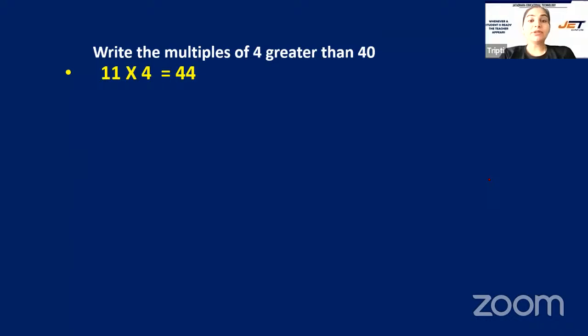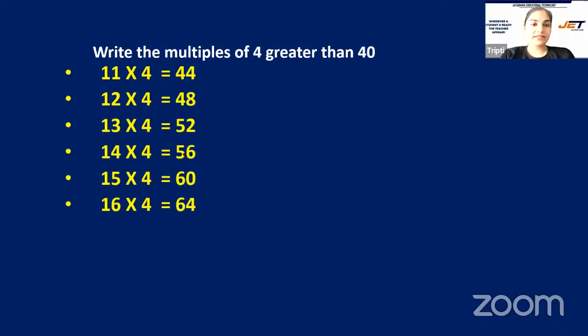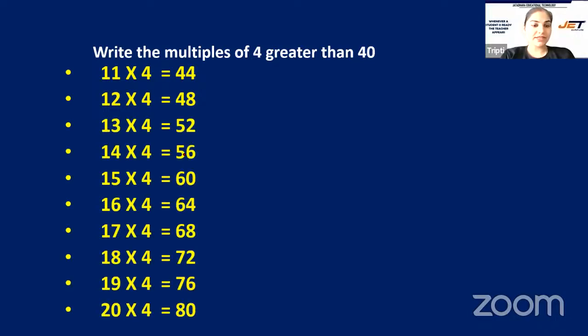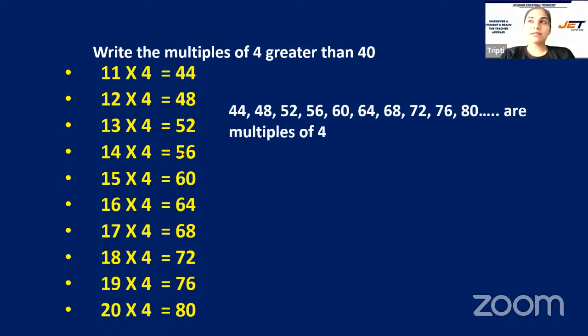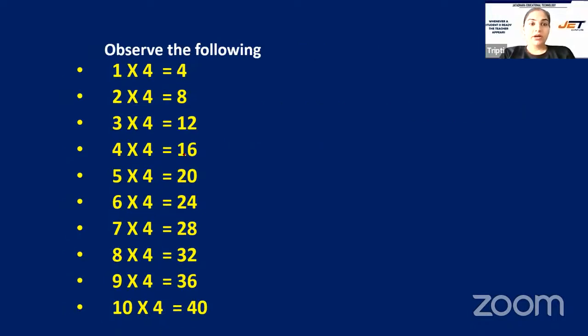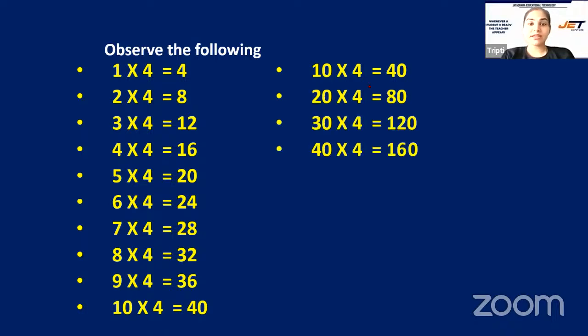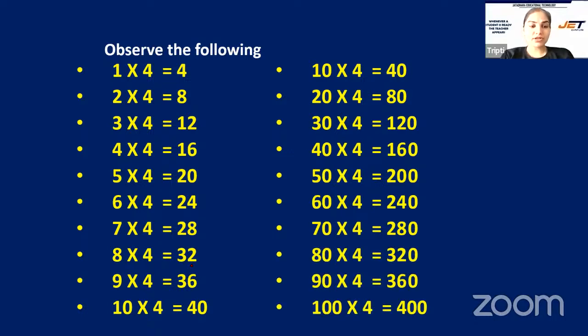But if we talk about the multiples of 4 greater than 40, we have these. Look. 44, 48. We have 52, 56, 60, 64, 68, 72, 76, 80. All these are the multiples of 4 which are greater than 40. Over here, let's see. 1 times 4 is 4, 10 times 4 is 40. 2 times 4 is 8, 20 times 4 is 80. So whenever you are putting an extra 0, you are getting an extra 0 in the answer as well.